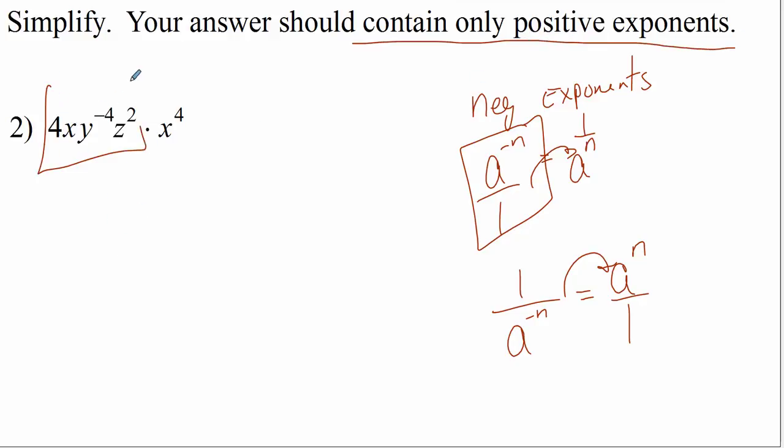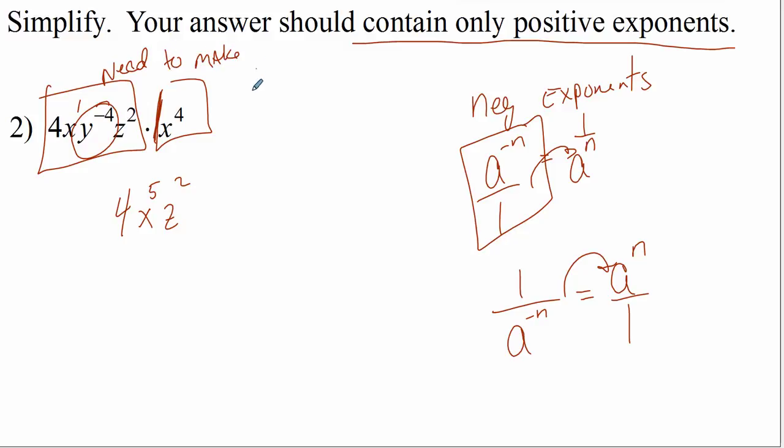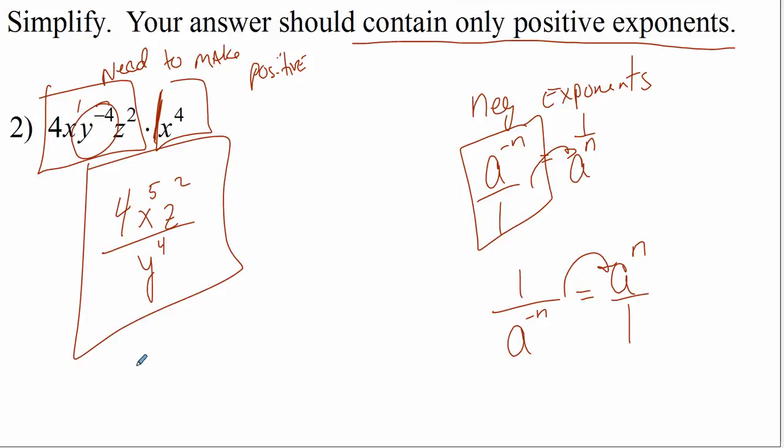So, multiplying the monomials: 4 times 1 is 4. X to the 1 power plus the 4 is x to the 5. I don't have any more z's, so that's still z squared. And I don't have any more y's to combine with this negative 4, but I need to make this positive. And in order to make it positive, the rule says I have to flip it. So now I have y to the 4 in my denominator, and that's my final answer.